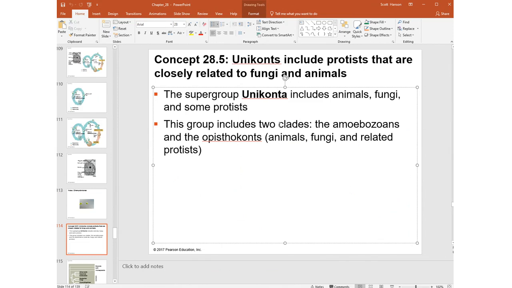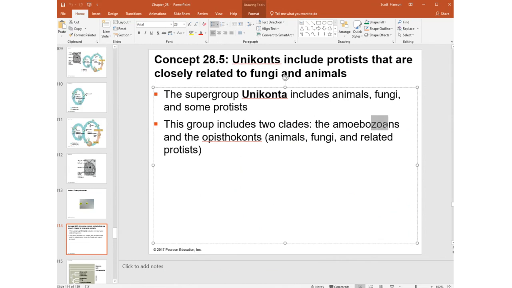It includes two clades. A clade is a phylogenetic group that they postulate has all members of that group having the same ancestor in the past. So anyway, it includes two clades, two different branches. The amoebozoans. So amoeba means amoeba-like, with pseudopods and things. And remember zoa. What does zoa mean? Do you remember?